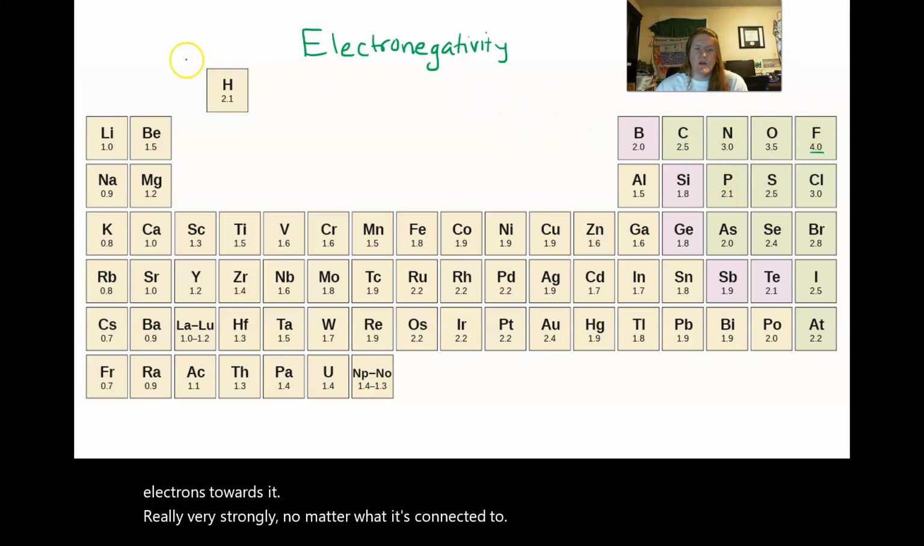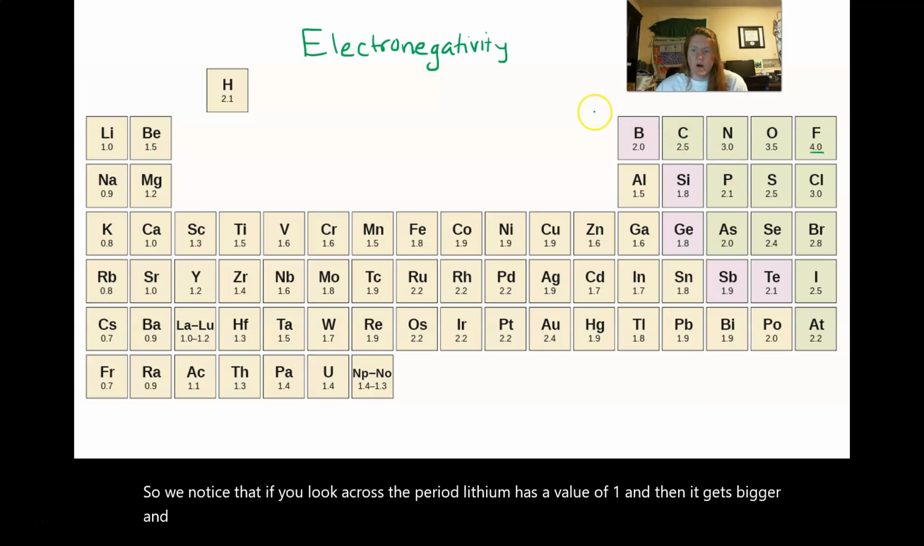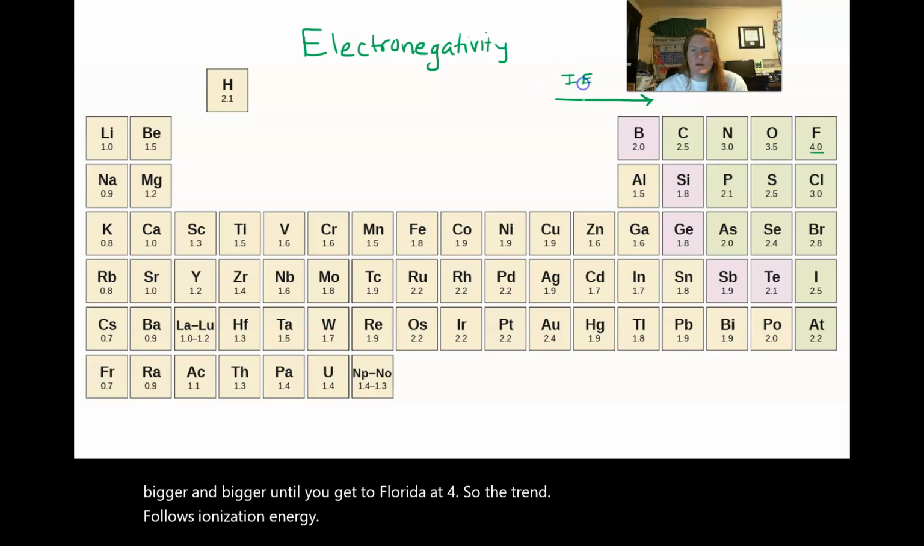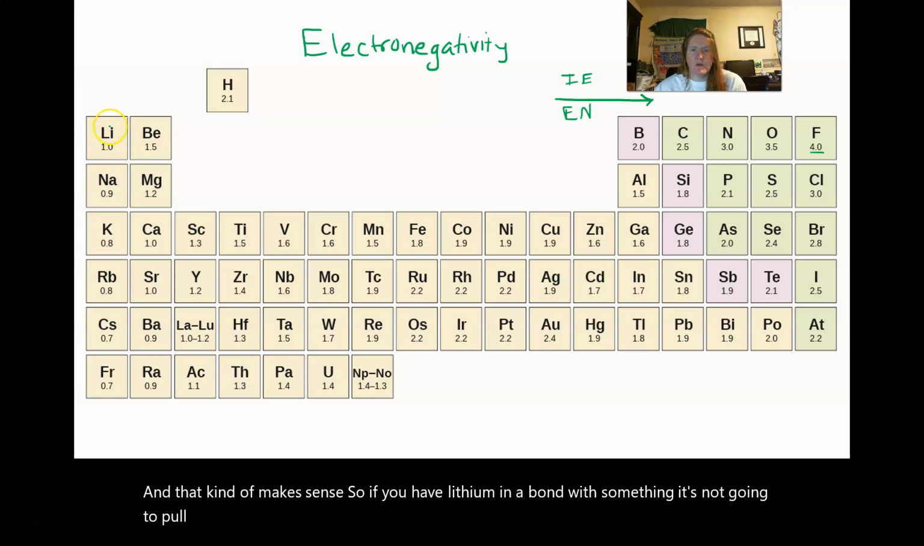So we notice that if you look across the period, lithium has a value of 1, and then it gets bigger and bigger until you get to fluorine at 4. So the trend follows ionization energy across the period. It matches. And that kind of makes sense. If you have lithium in a bond with something, it's not going to pull the electrons towards it very strongly because the ionization energy is pretty low, right? So those things seem like they make sense.